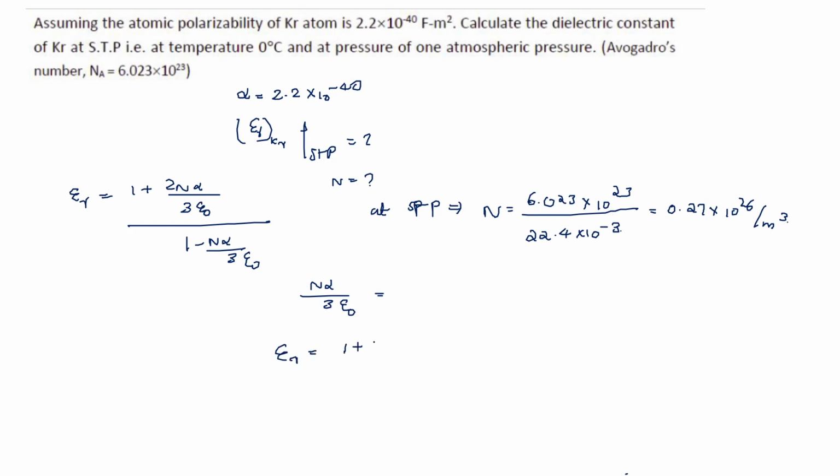You will get 1 plus 2 into n alpha, that is 2 into the answer you are getting here, divided by 1 minus that answer. Then you will get the epsilon r value. So please find it, then let me know. Please keep it in the chat box, what will be the answer. Solve it and keep it in the chat box.